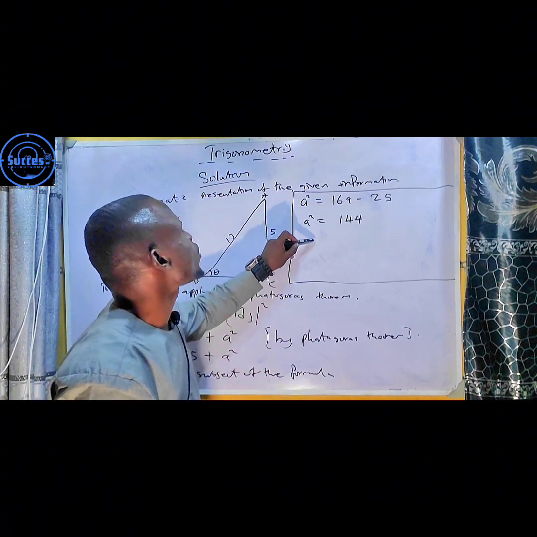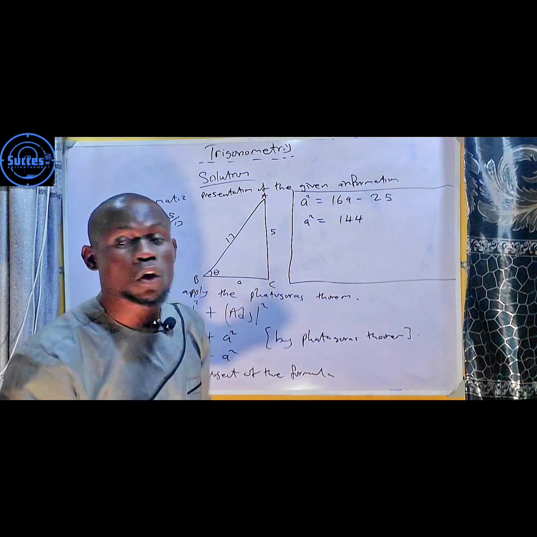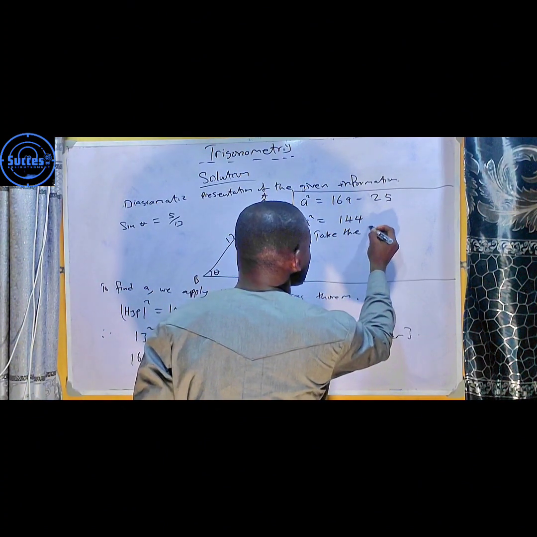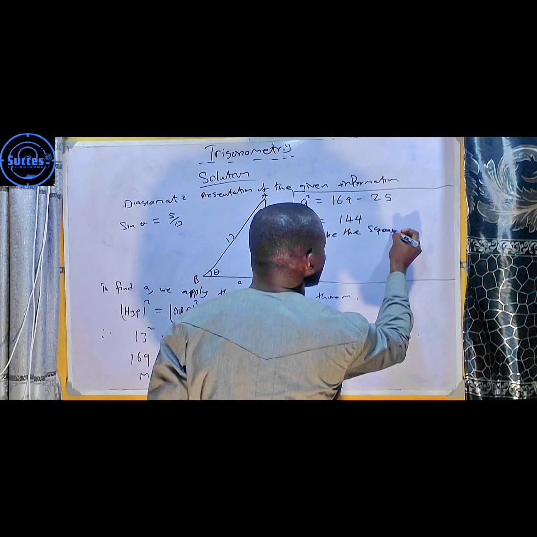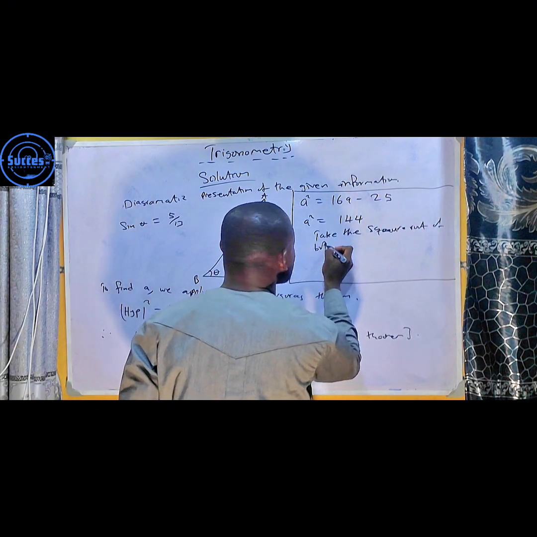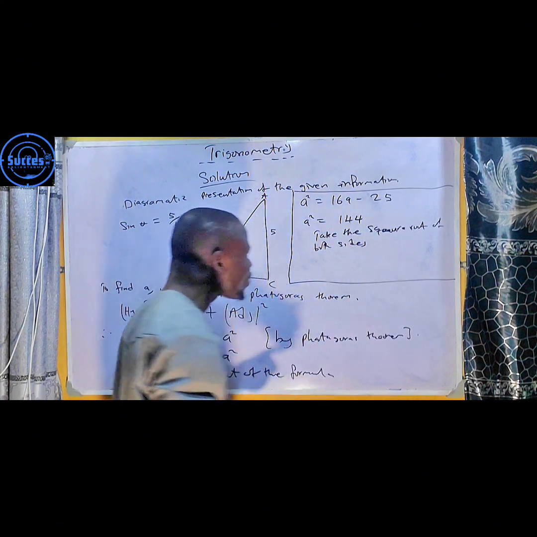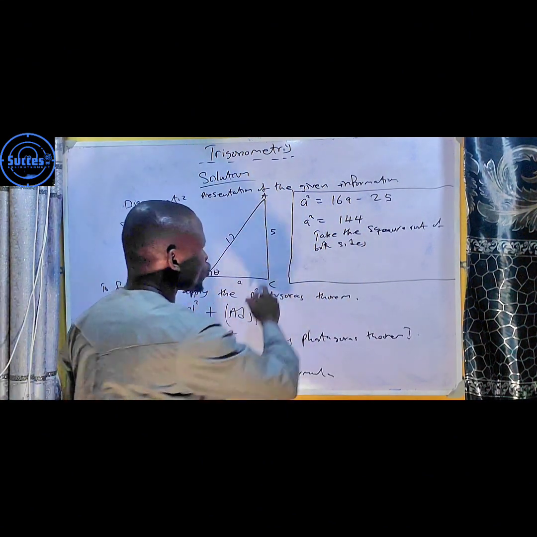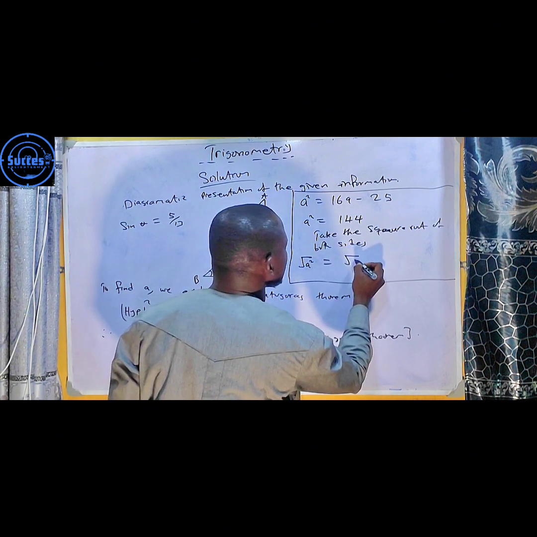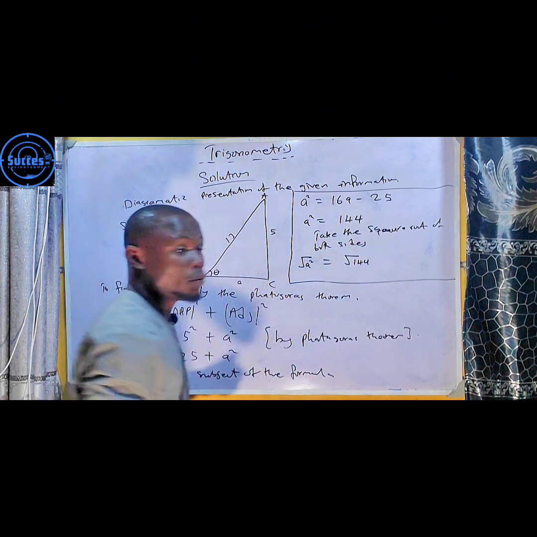Don't just go ahead and write a equals square root of 144. No, you take what? The square root of both sides. Don't forget to write all this. Okay, so if you take the square root of both sides, you have square root of a square equals what? Square root of 144.